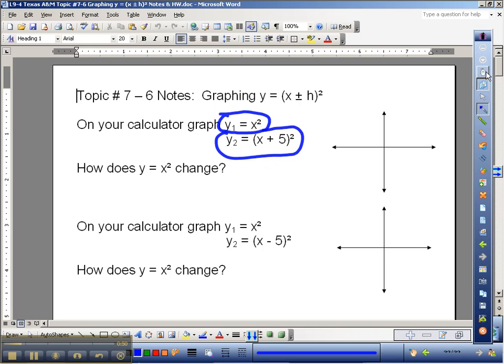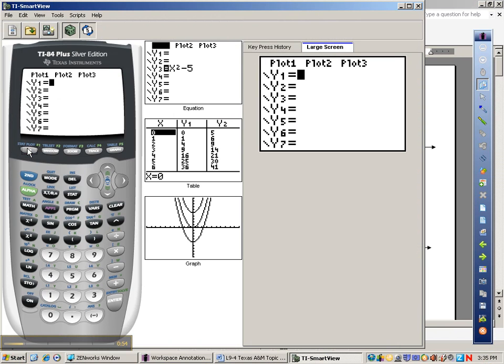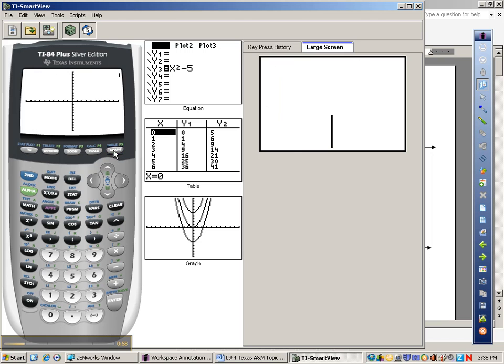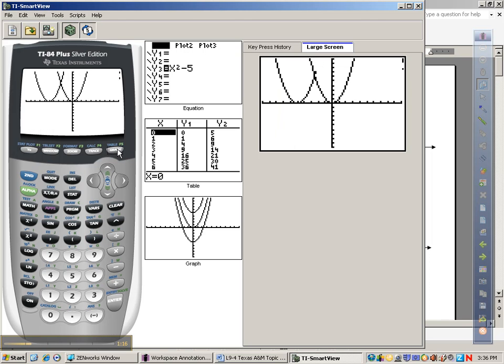So I'm going to switch over here to my calculator. There we go, and I'm going to go to y equals. And I'm going to put in x squared. That's what my parent function looks like. I'm going to go back in here, and for y2, I'm putting in parenthesis x plus 5, right parenthesis, and then I'm squaring it. Now I want to see what the transformation is.